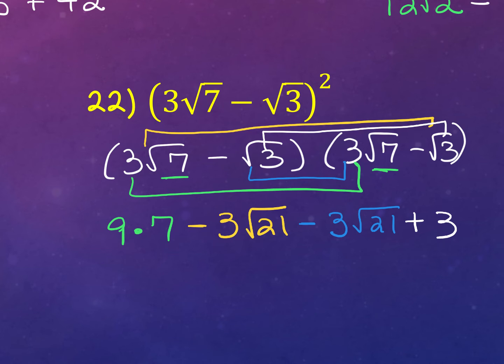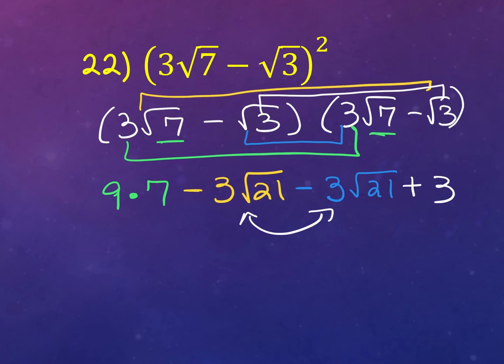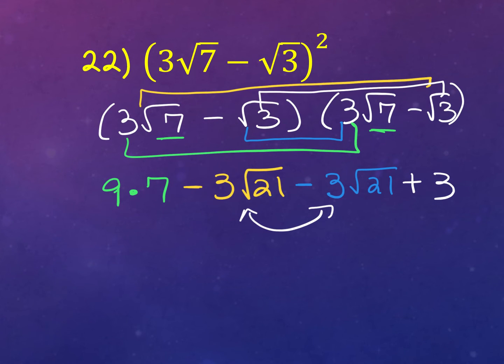Now, when it's a binomial squared, those inner and outer, those 2 middle terms are not going to cancel. So I can combine these 2. Again, they have like radicals, so I'm just going to add the coefficients. So I'm going to actually multiply the green. 9 times 7 is 63. I'm going to add the coefficients in the middle, and this will become negative 6 square root 21.